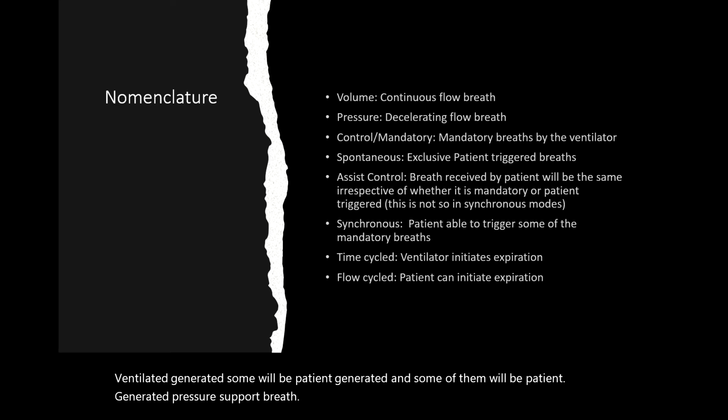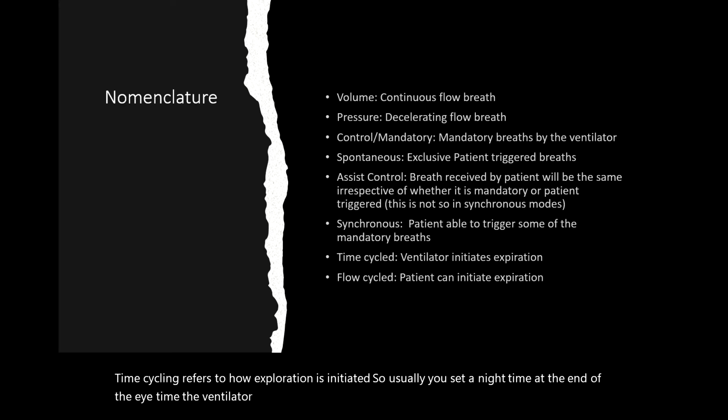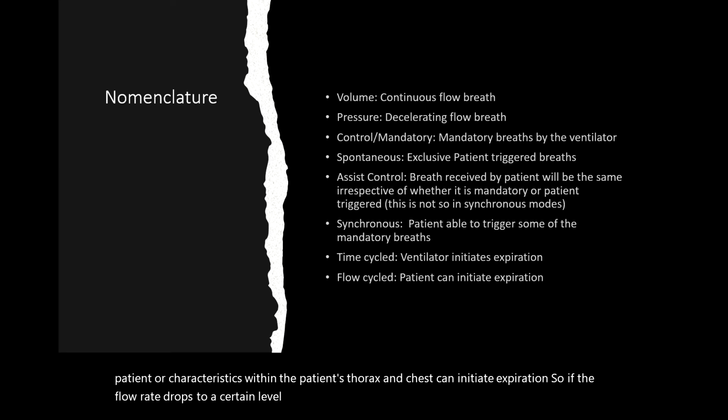Time cycling refers to how expiration is initiated. So usually you set an I time. At the end of the I time, the ventilator automatically cycles to expiration. Flow cycled usually means that the patient, or characteristics within the patient's thorax and chest, can initiate expiration. So if the flow rate drops to a certain level, then expiration can commence irrespective of the I time that has been set.